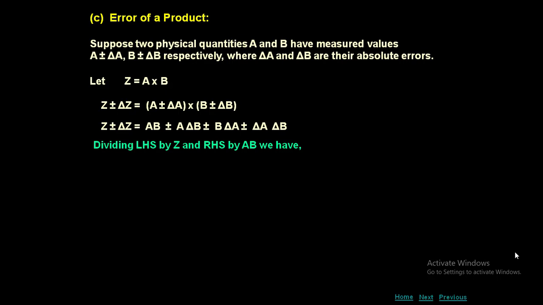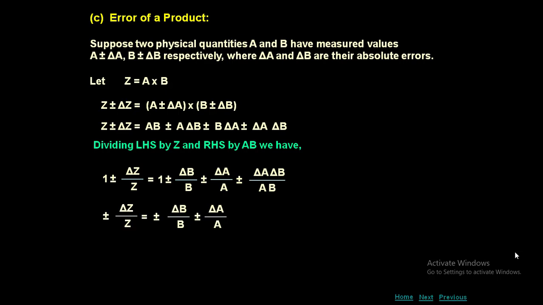Now divide LHS by Z and RHS by AB. Because Z is nothing but AB, when you divide with Z, Z can be substituted as AB, so on the right hand side we divide with AB. Now you have the expression 1 plus or minus delta Z by Z equal to 1 plus or minus delta B by B plus or minus delta A by A plus or minus delta A into delta B by AB.